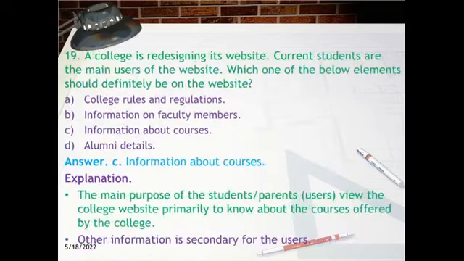19. A college is redesigning its website. Current students are the main users of the website. Which one of the below elements should definitely be on the website? A. College rules and regulations. B. Information on faculty members. C. Information about courses. D. Alumni details. Answer. C. Information about courses. Explanation. Students and parents, the main users, view the college website primarily to know about the courses offered by the college. Other information is secondary for the users.